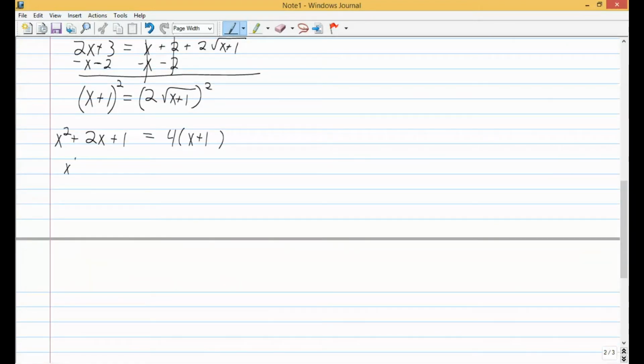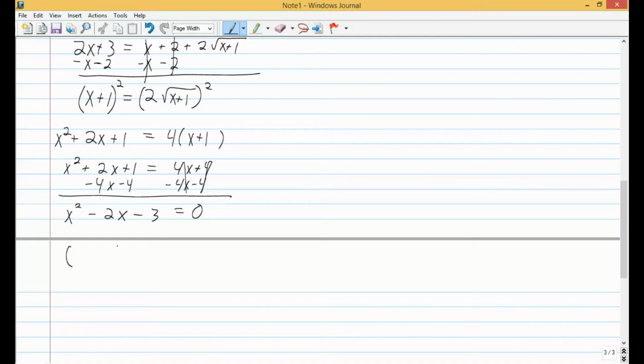Alright, so now I'm going to multiply that out on the right side. And I get 4x plus 4. This is a quadratic. To solve a quadratic, I need to first move everything to one side of the equation. So that's x squared minus 2x minus 3 equals 0. Now I'm going to try to solve by factoring. See if this thing will factor.